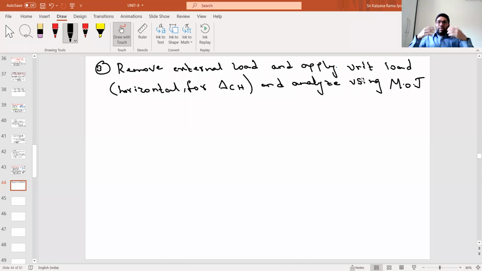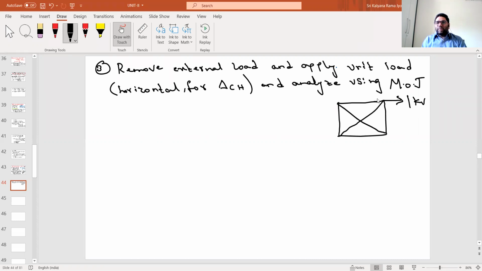But remember, not always do we need to calculate both the deflections. If it is from an exam point of view, we need to calculate it only when we are asked to do so. So what are we doing now? Again the truss, and we are applying a horizontal 1 kilonewton. All other things are the same. This is C. So what do we need to do?